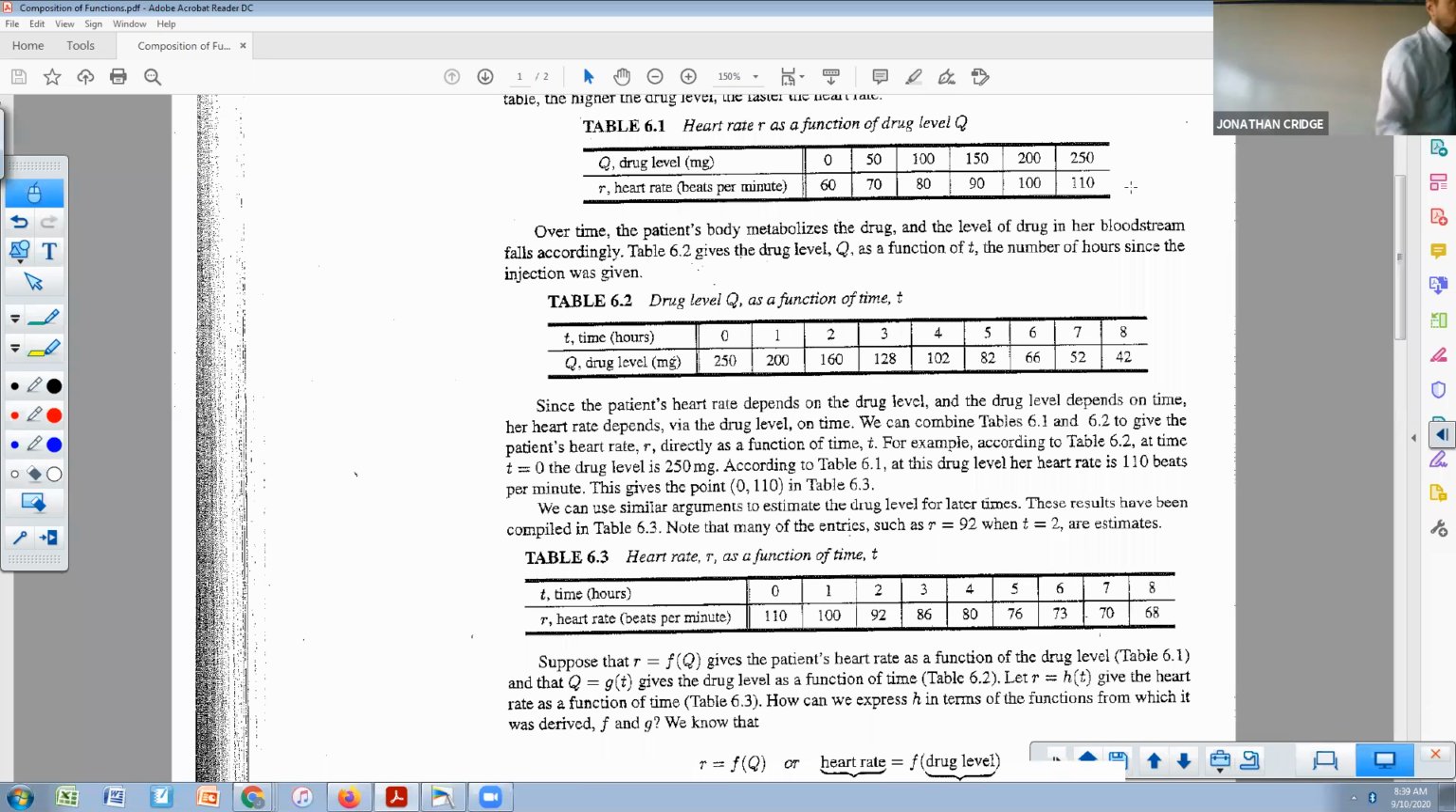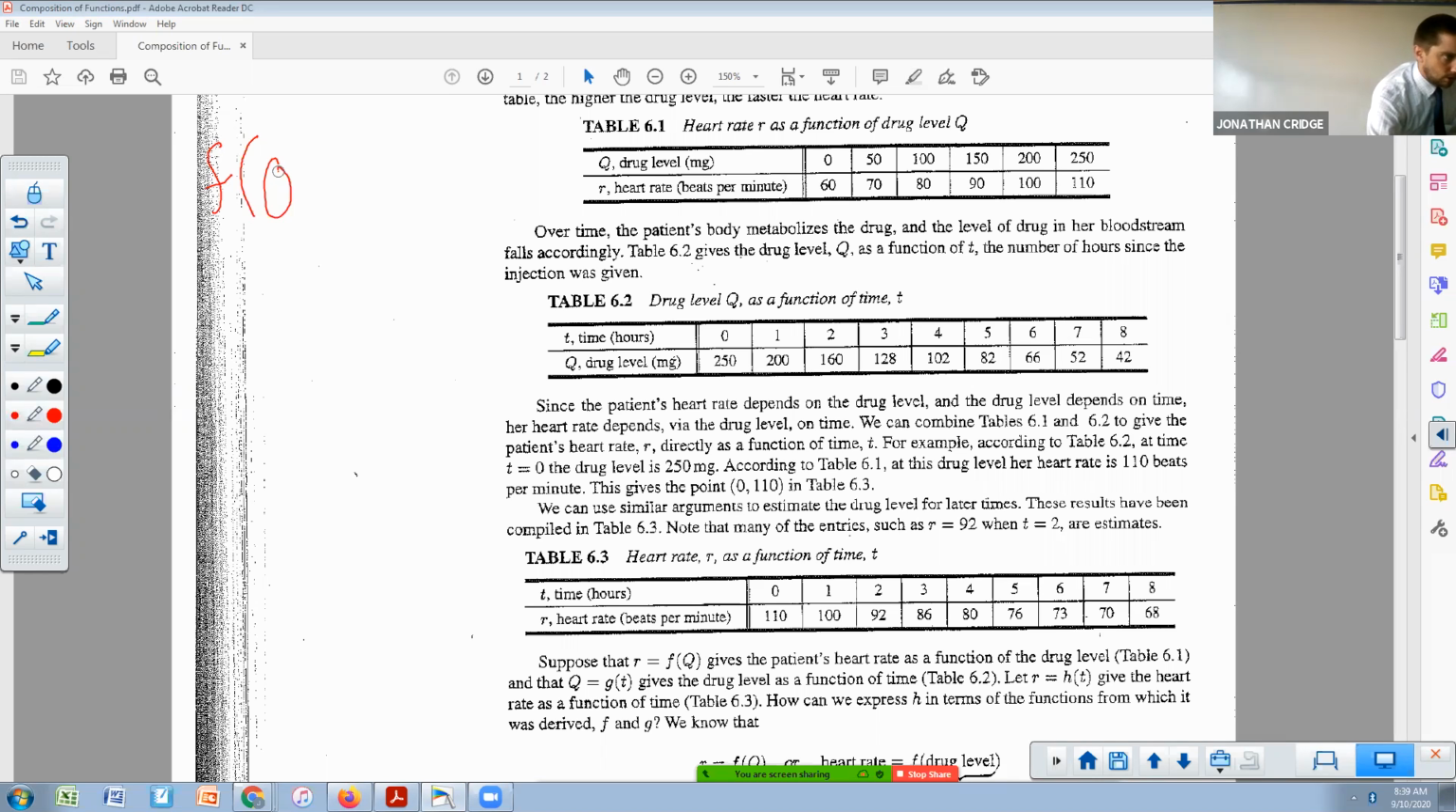So let's talk about just this function first. We'll call this function f. So what's my input value? My input value is the drug, which they're calling Q, and my output value is the heart rate, which they're calling R. So here's a function, f of Q equals R.